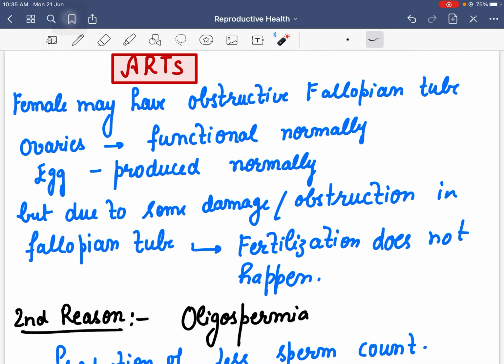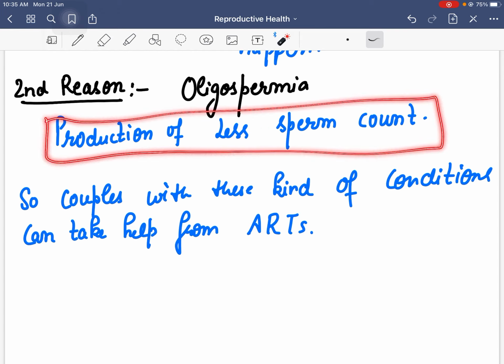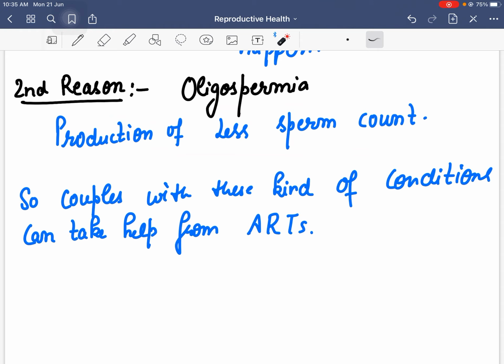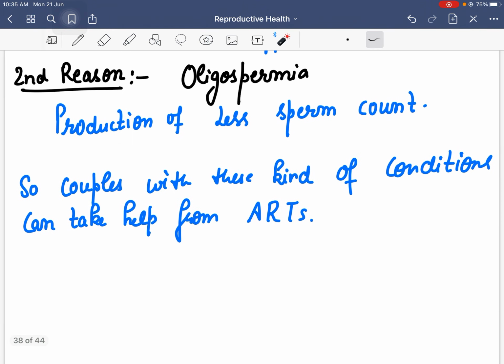So that is one of the conditions. This is a very common case these days when females have a problem with their fallopian tube. The second reason is with males, they can have an oligospermia condition. Oligospermia is a condition in which less sperm count is produced. We already know that out of millions only 100 are able to reach the fallopian tube. So if the sperm count is already low, there are very, very few chances that any will reach the fallopian tube. So couples who face these kinds of problems, these kinds of conditions, are helped with the help of ARTs, that is assisted reproductive technologies.